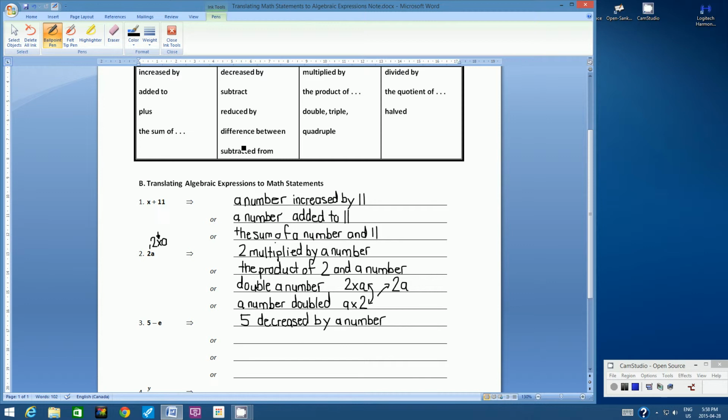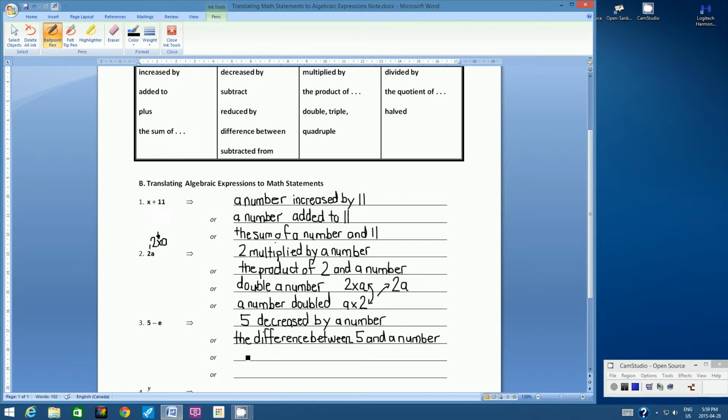Okay? So how about we use this? I want you to try and use this. The difference between. So how about for another one? The difference between, and what is the difference? Well, again, it's 5 and a number. The difference between 5 and a number. Okay? That's a good one to use.